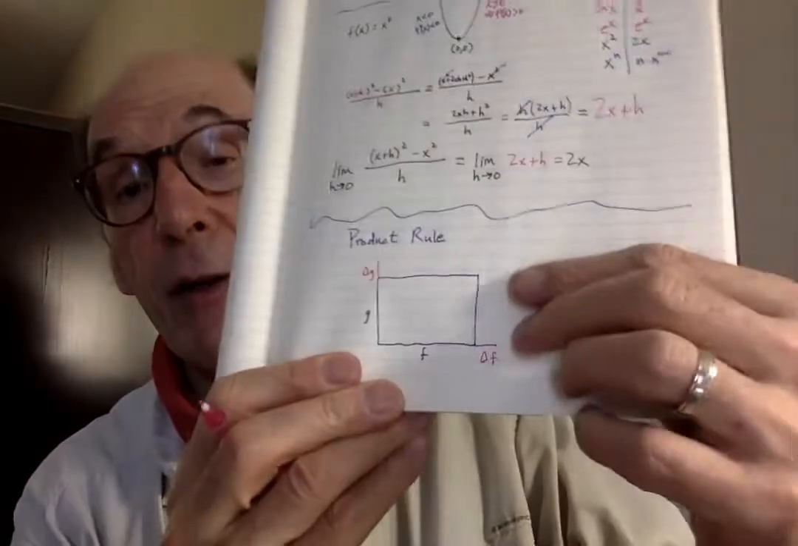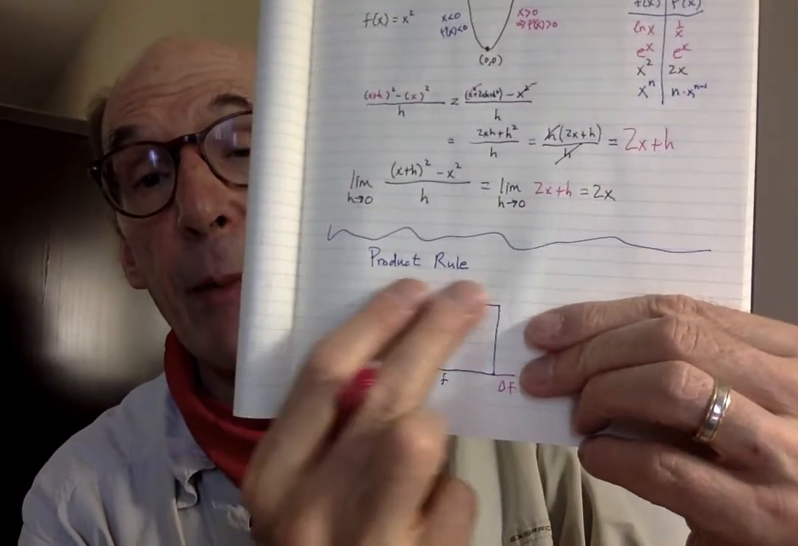Anyway, what's gone on here is this. I'm going to add a little bit to G and a little bit to F. Those aren't necessarily the same. And then I'm going to see what the new rectangle is. So the new rectangle is going to look like this. Anyway, there's the new rectangle.